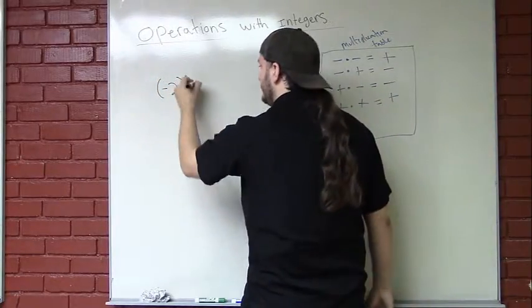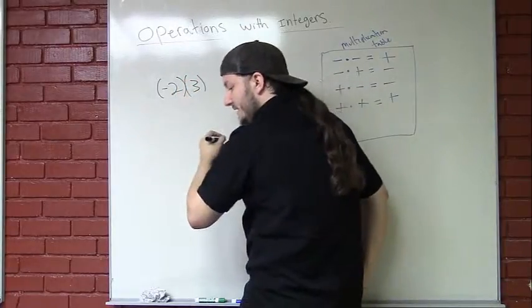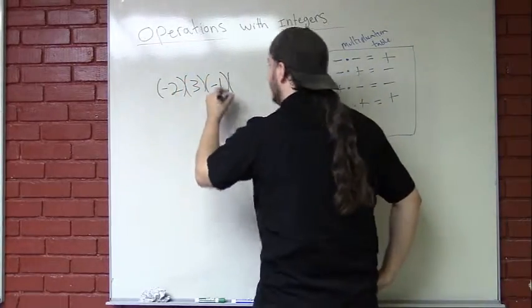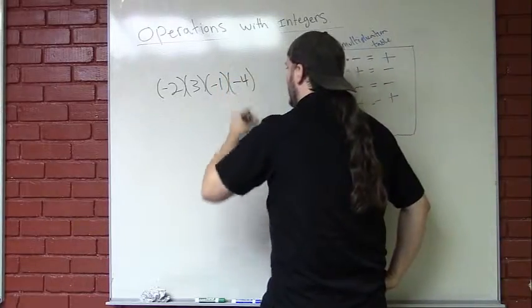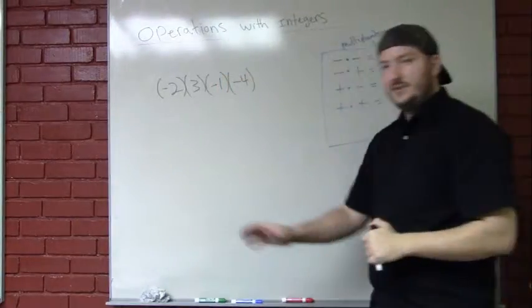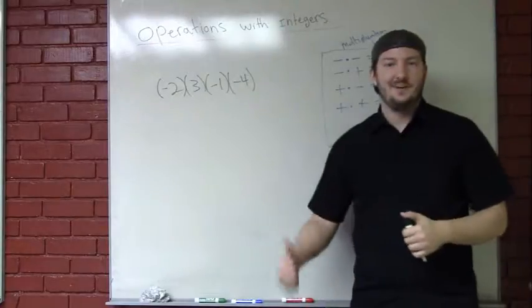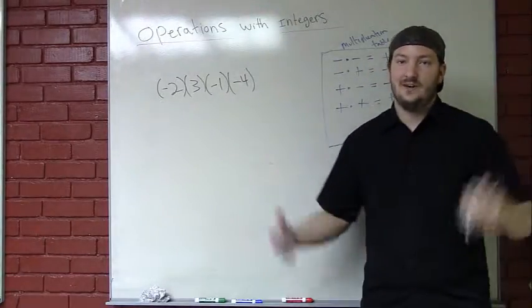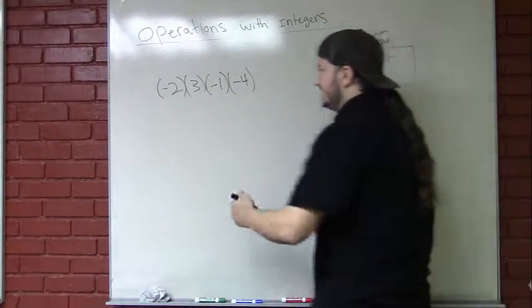So we got -2 times 3 times -1 times -4. And if you see me keep looking over, it's because I got notes. Yeah, I got notes, just like everyone else. You got notes, I got notes, you know. So it just keeps me on track.